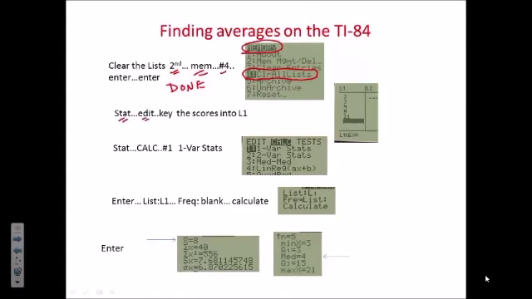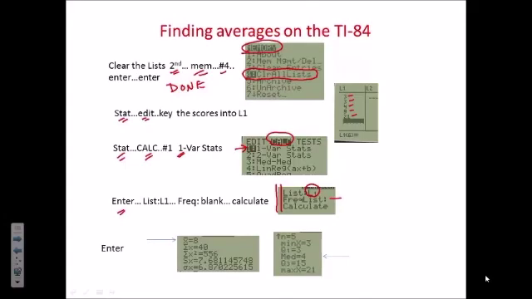Press stat, edit, and you'll see the list, and you'll enter all the scores into L1. Next, you press stat, calculate, and choose one variable statistics. We have only one variable. Then press enter, and on the newer versions of the calculator, you'll have a menu. You'll indicate that the scores are in L1. Frequency list you could leave blank, or make it blank if it has something there.